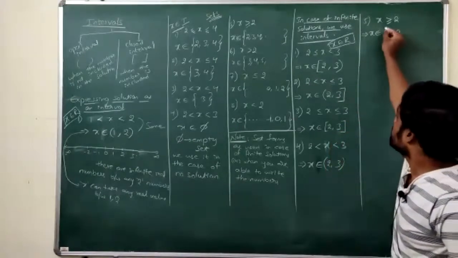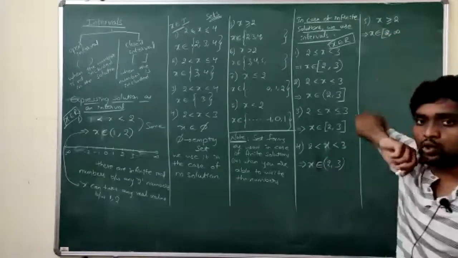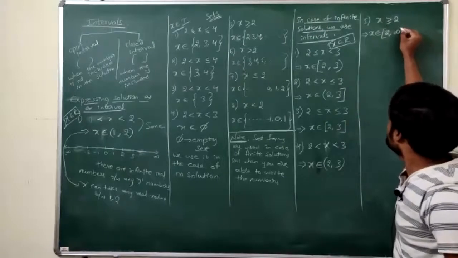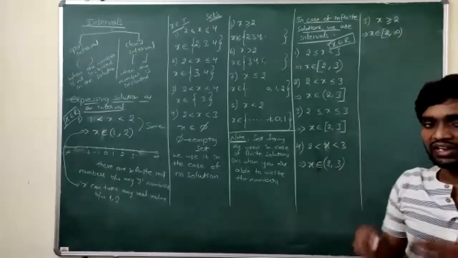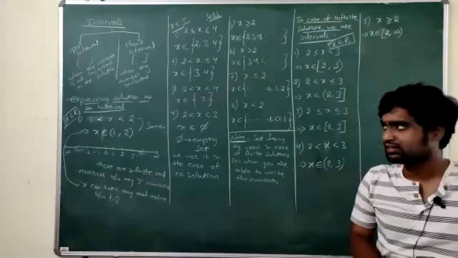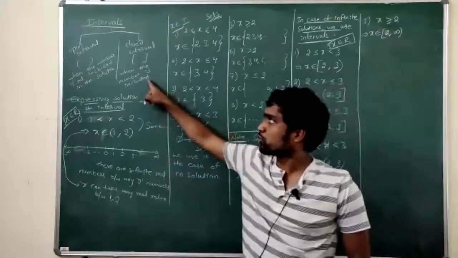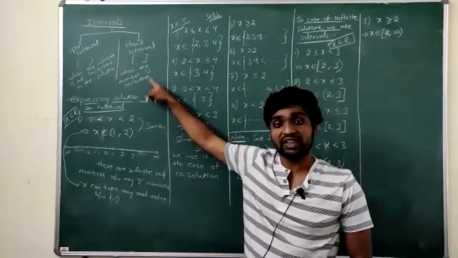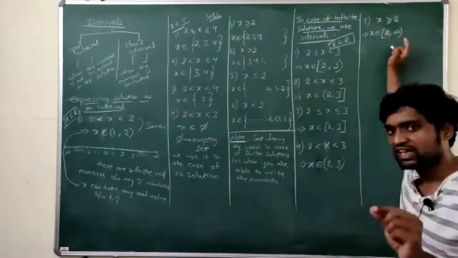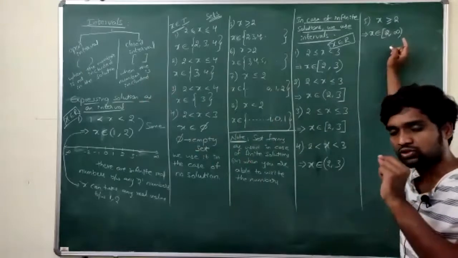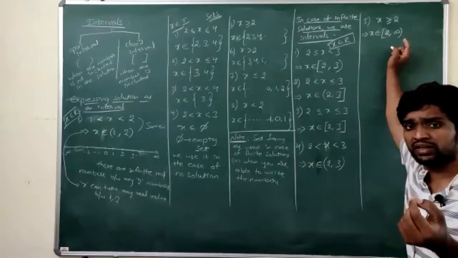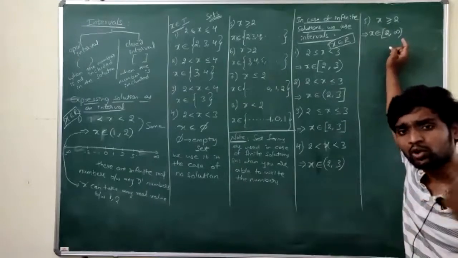Can 2 be included? Yes, closed interval. For 2 it should be a closed interval. For infinity, I am using open interval. For infinity and minus infinity, you should use open interval. The reason is, when do we use closed interval? When the number is included. Now, if I use closed interval for infinity, what does it mean? I am including infinity. Including infinity means I know what infinity is.